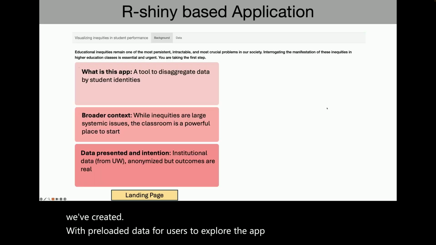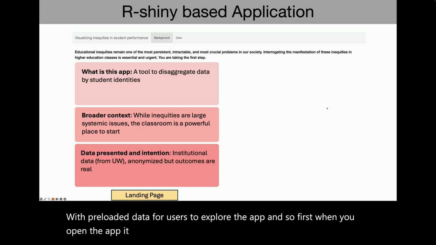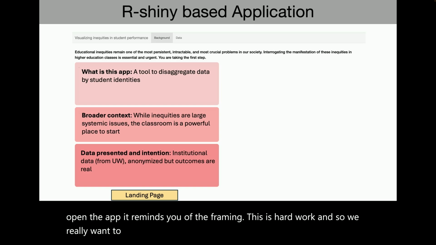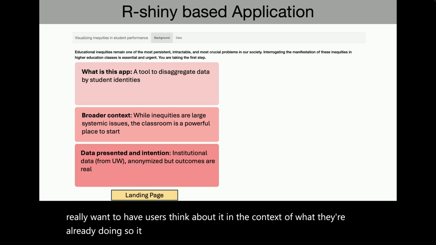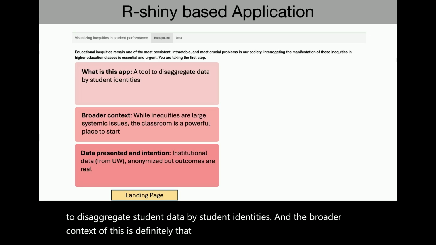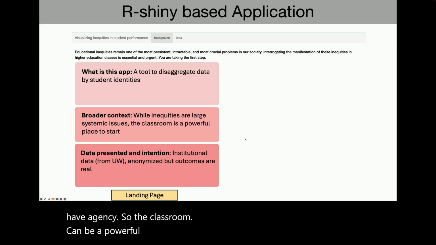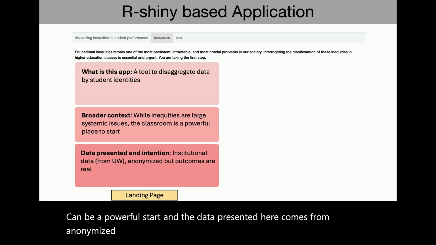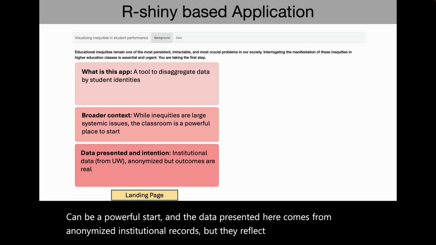And so first, when you open the app, it reminds you of the framing. This is hard work, and so we really want to have users think about it in the context of what they're already doing. So it reminds us of what the app is meant to do. It's meant to disaggregate student data by student identities. And the broader context of this is definitely that inequities exist, and instructors, though, have agency. So the classroom can be a powerful start. And the data presented here comes from anonymized institutional records, but they reflect real patterns in student performance.